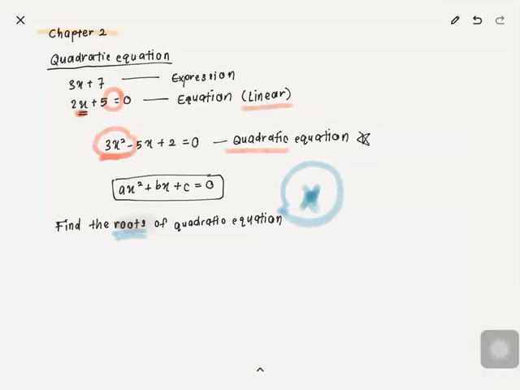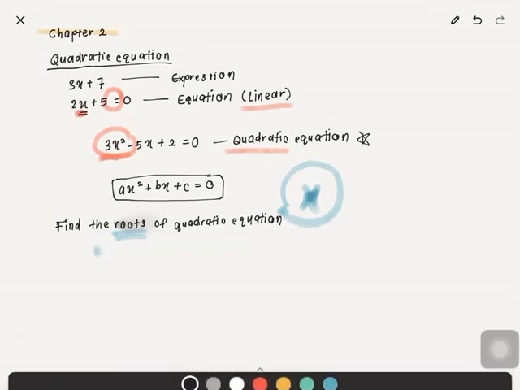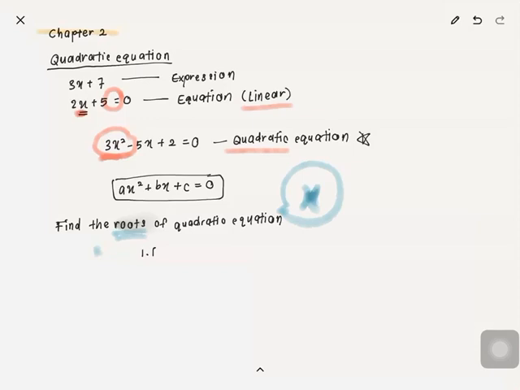And there are three ways to find the roots of a quadratic equation. The first way that we have is factorization. The second way is by completing the square. And the third way is through the formula.